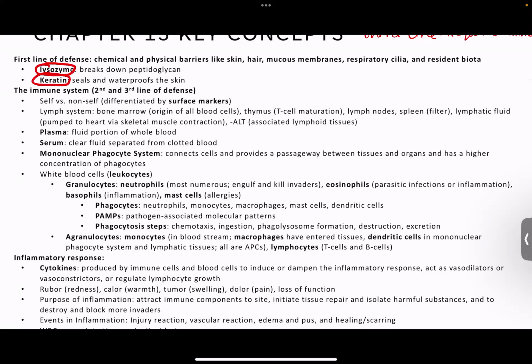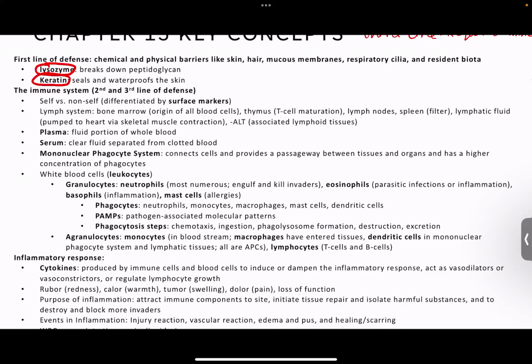Lysozyme is an enzyme. It breaks down peptidoglycan. So it's naturally found in your tears and your saliva, and it just breaks down peptidoglycan non-discriminately. And then keratin is a protein that seals and waterproofs the skin. It's the whole reason why if you get wet, you're not wet on the inside from that water, you know, it keeps it on the outside. So that's keratin. It also makes up a good proportion of like your hair and stuff like that.